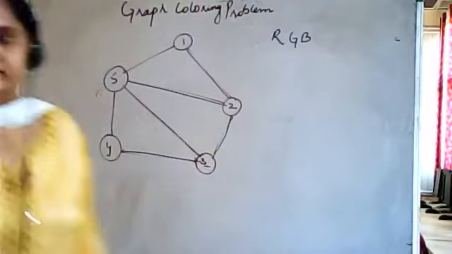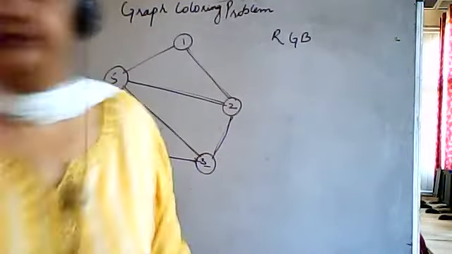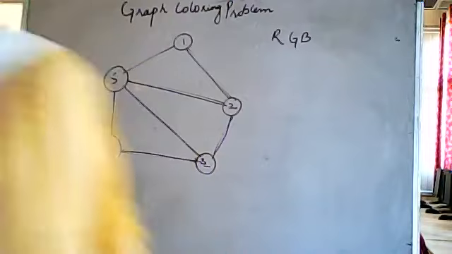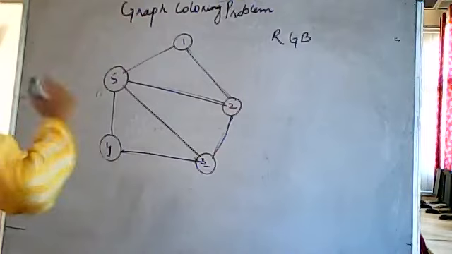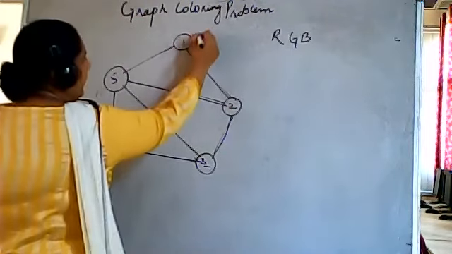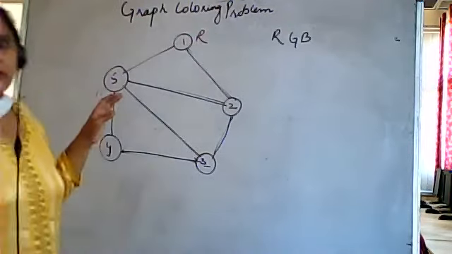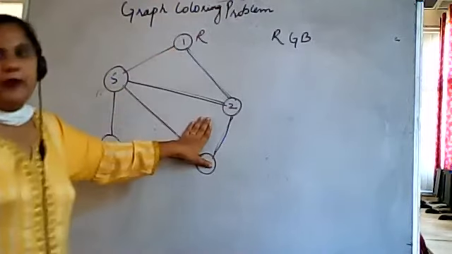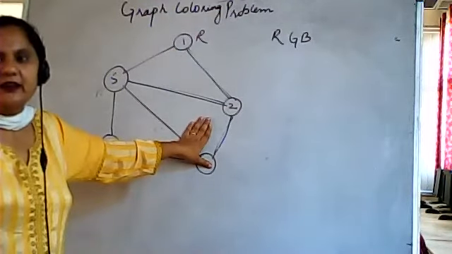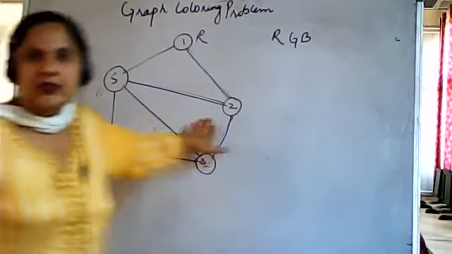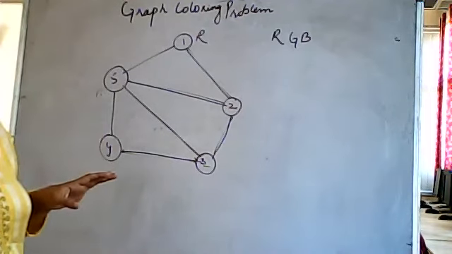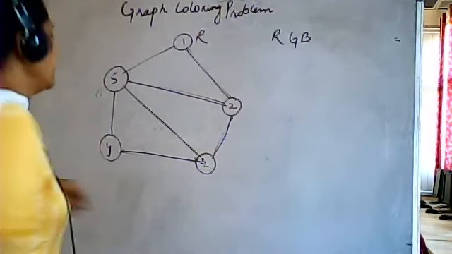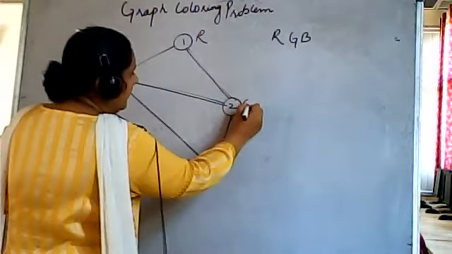See, if we are painting the first node, this path is getting outside. Let me end. Okay, let's suppose we are painting the first node with red. Can we paint node two with red? No, because our condition says that no two vertices which have a direct edge between them should be painted with the same color. So we will be painting this with green.